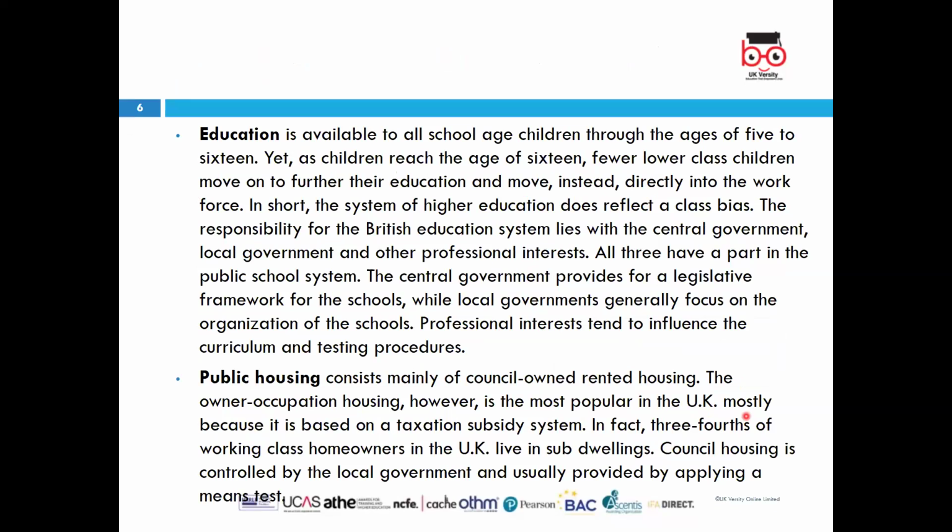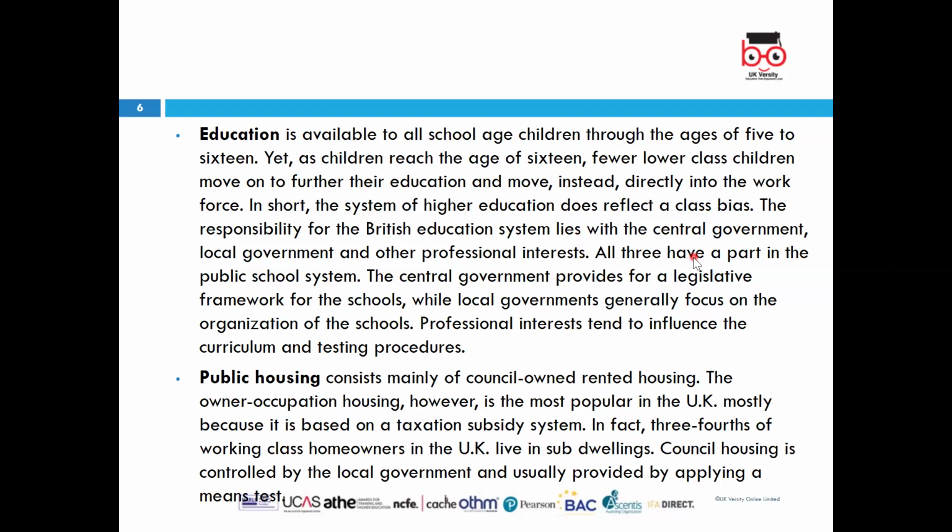Now, education. We have talked about cash benefits and healthcare, and now we are talking about education. Education is also an important component. What is meant when we have education? We know that it is free for almost all children within the UK. So what happens?